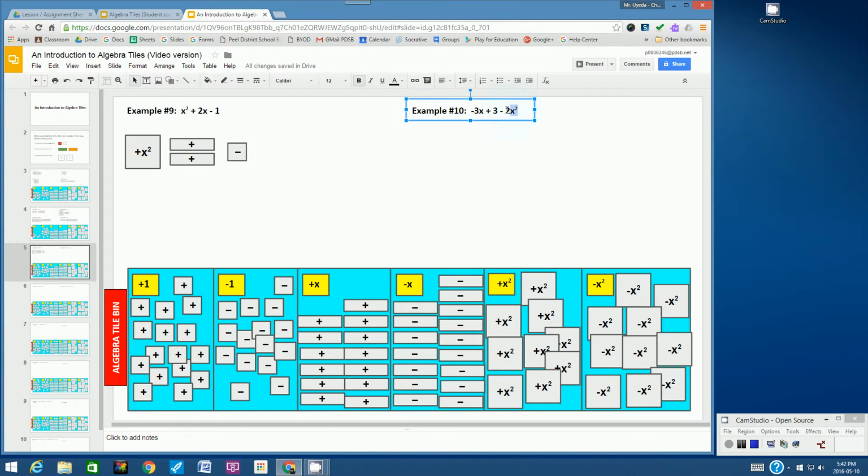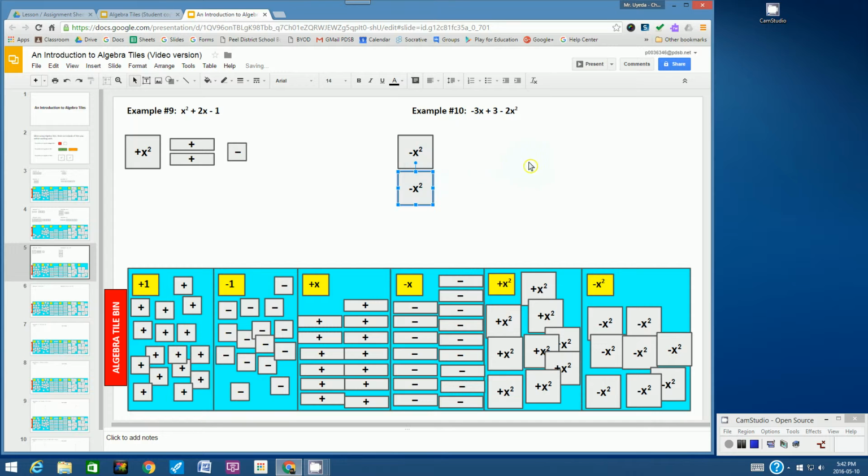So always look for your x squared. I'm going to highlight this, and this is what I'd like you to start with, and I'm going to give you a little bit of a head start. So we're going to start with negative 2x squared. To represent negative 2x squared, we have to use the negative x squared tiles, and we need 2 of them. So let me bring over 2. Now I could have put them horizontally, but I'm going to stack them vertically because I always want to go left to right when it comes to my x squareds, my x's, and then my integers.